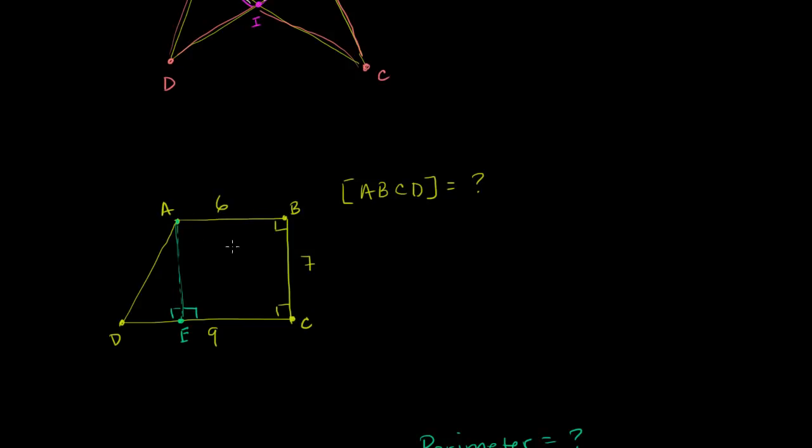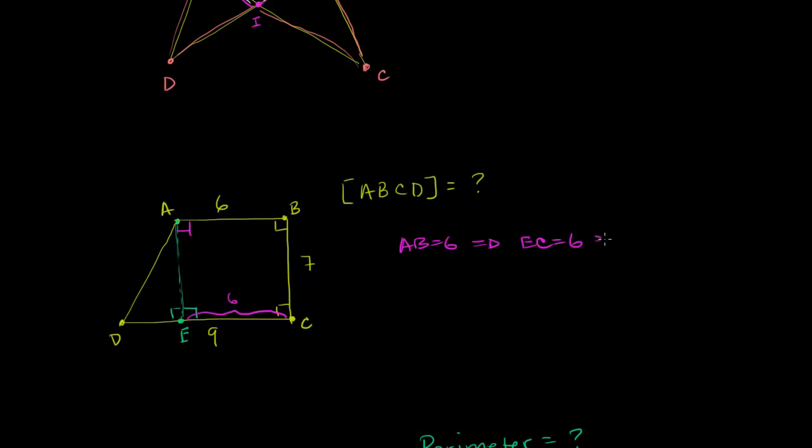Well, if this side is 6, then that means that EC is also going to be 6. If AB is 6, notice we have a rectangle right over here. Opposite sides of a rectangle are equal. So if AB equals 6 implies that EC is equal to 6.